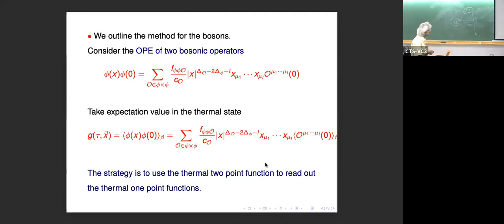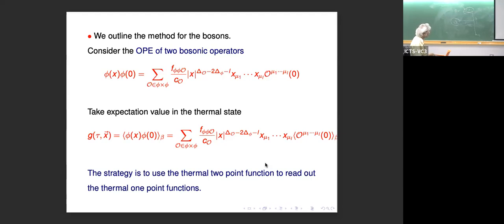So the method is essentially, I'm showing it for the bosons, we look at the OPE of two bosonic operators. It's of this structure, right? And then we take the expectation value in the thermal state. So on this side we get one-point functions. A simple strategy, actually. And then somehow we need to invert.